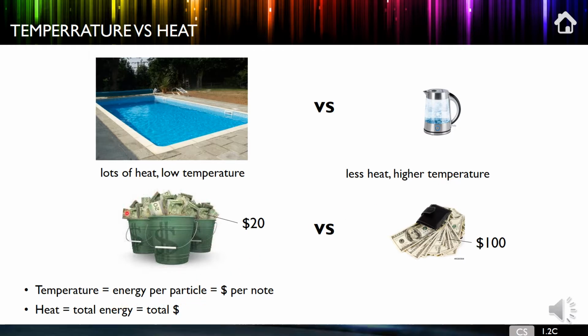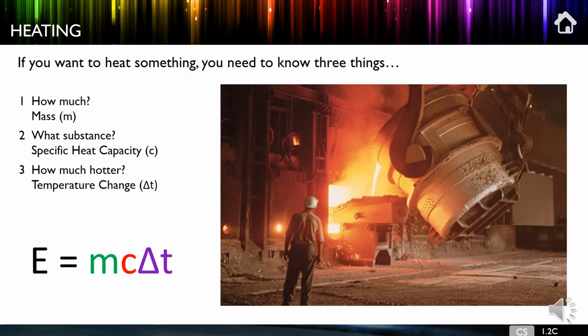So if I offered you 10 buckets with $20 notes in, or offered you a normal sized wallet with some $100 bills in, although per note there's more value here, more energy here, you'd actually go for this one because in total there's more energy. So in summary, temperature is energy per particle, or the value of a note, and heat is the total energy, which is the total money. So hopefully that makes the difference clear.